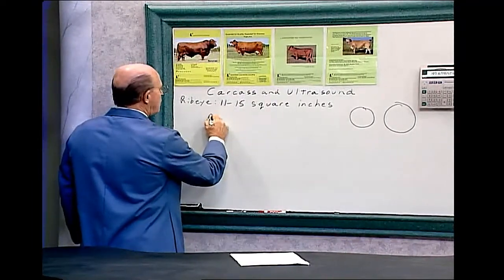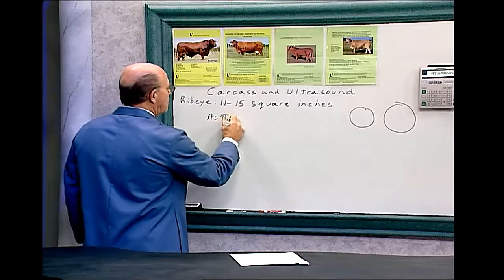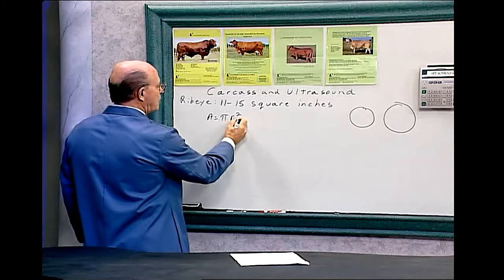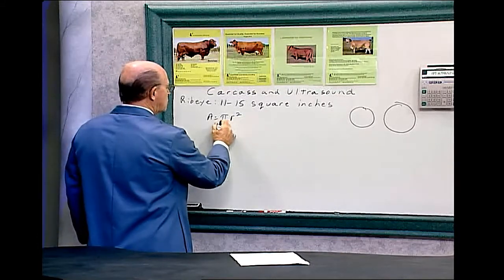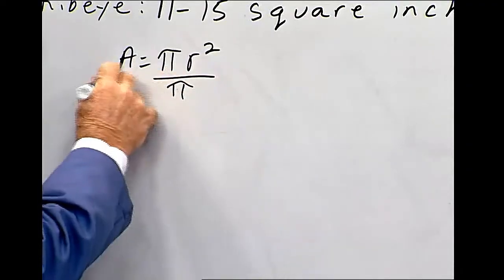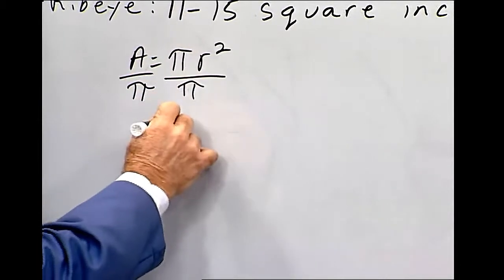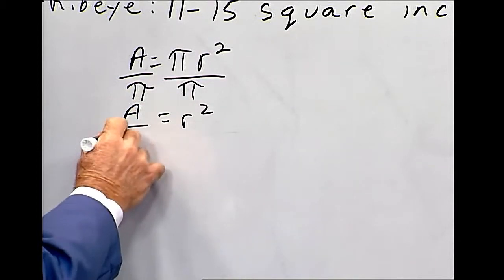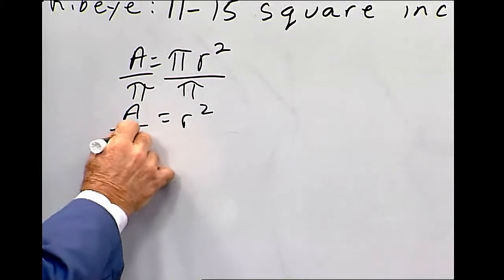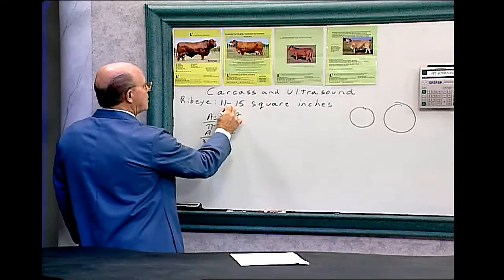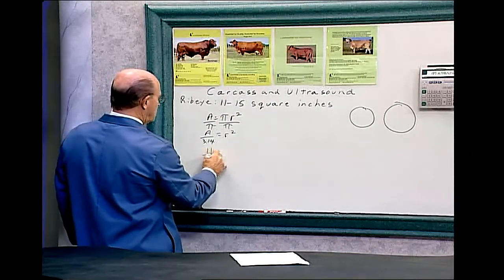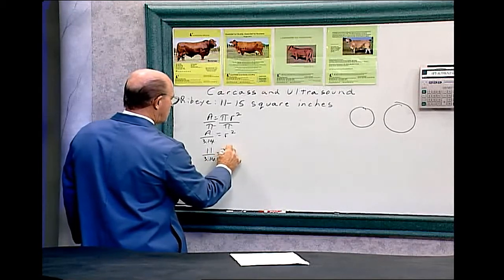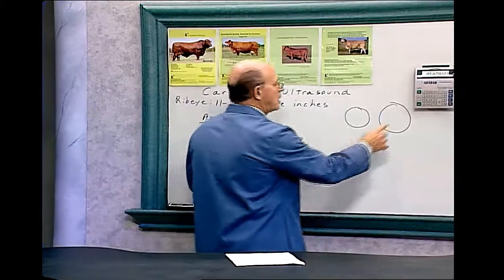So area equals pi times radius squared. And we want to find the radius. Then eventually we get the diameter. So divide each side by pi. So radius squared equals area divided by pi, which is 3.14. And the area is 11. Let's work with 11 first. Divided by 3.14 equals radius squared. So let's go to the calculator.